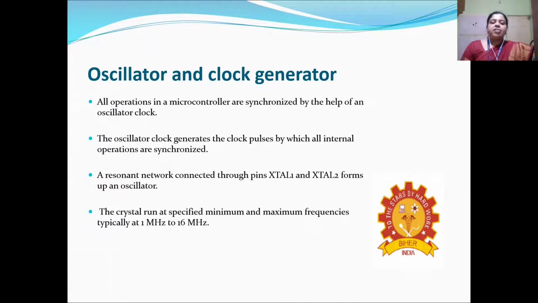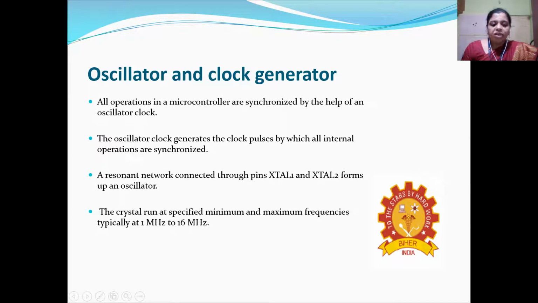The first one is the oscillator and clock generator. In a microcontroller, all the operations will be synchronized only with the help of clock pulses. For that, we have this oscillator clock. The main function of this oscillator clock is to generate the clock pulses, by means of which we are going to synchronize all the internal operations.